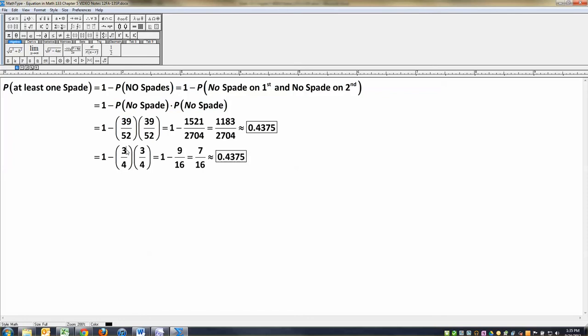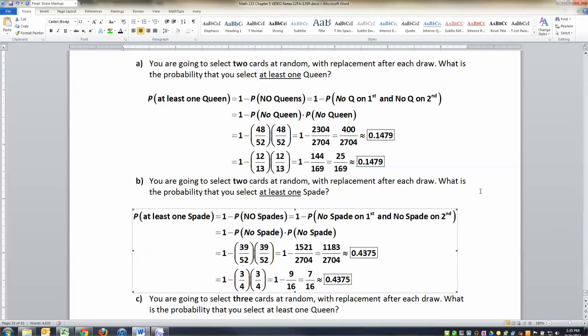Well, spades, you can think there's 39 non-spades in a deck, or if you like, you can say, okay, there's 4 equal suits, 3 of them are not spades. So either way, you'll get to the right answer. You could say 39 over 52 times 39 over 52, take it away from 1. Or you can do 3/4 times 3/4, take it away from 1. Either way, you're going to get to 0.4375 as your final result.